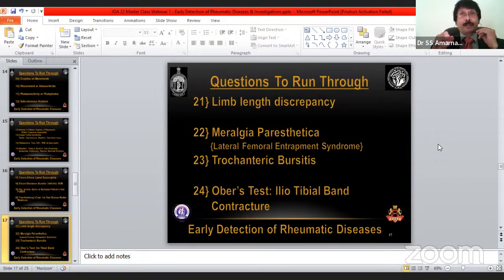Obviously, we need to check, is there a limb length discrepancy? Thankfully, gone are the days when polio and a lot of other challenges were there. But today, still, people come with limb length discrepancy with a lot of other challenges. You need to make sure. And meralgia paresthetica, absolutely. When there is a lateral femoral cutaneous nerve entrapment, a lot of people get confused. This is a key factor. We have learned it. We know what it is. Diagnosing it early and giving the right kind of treatment will be better.